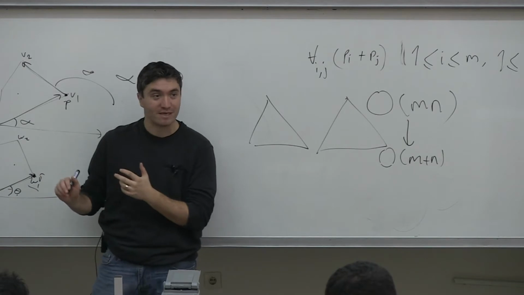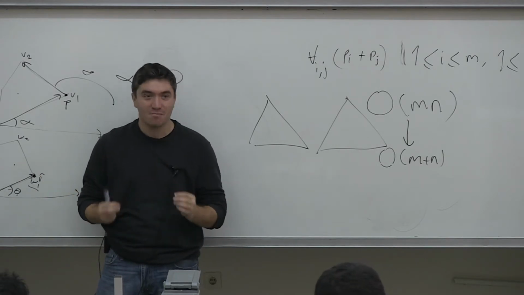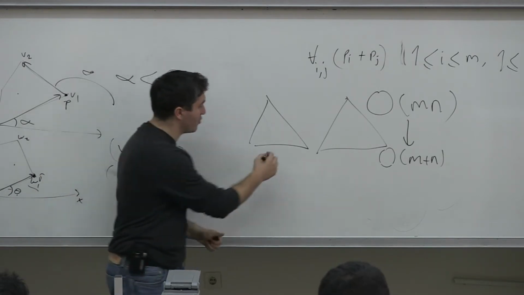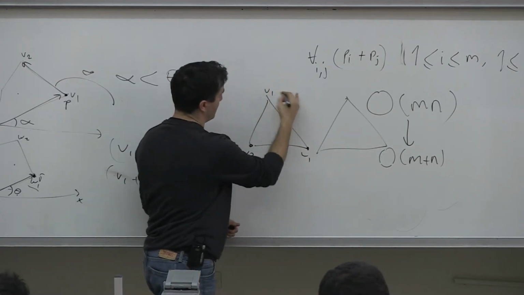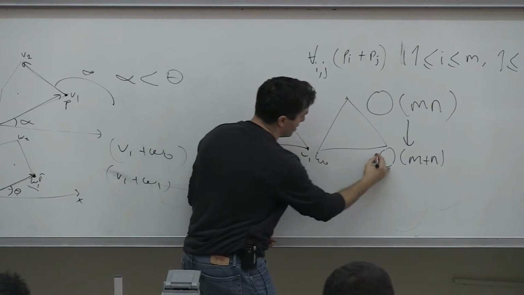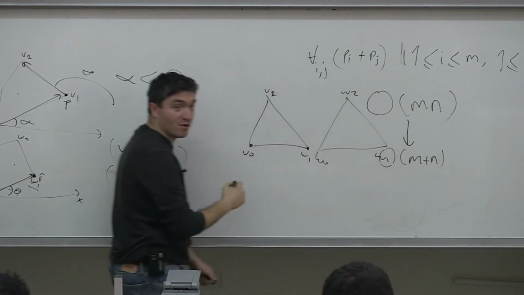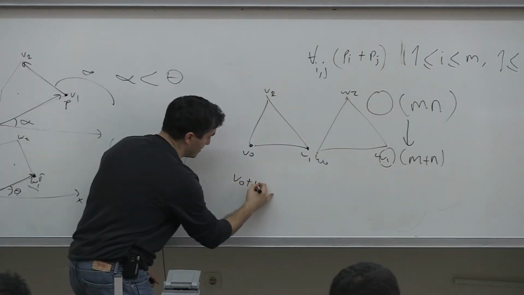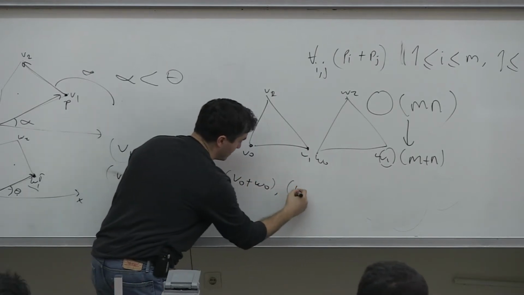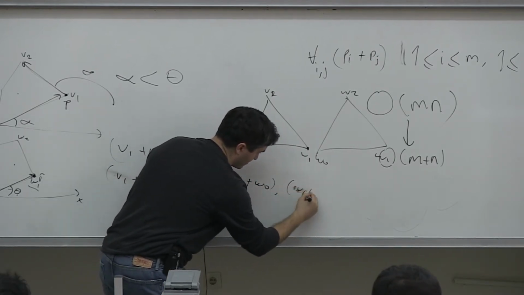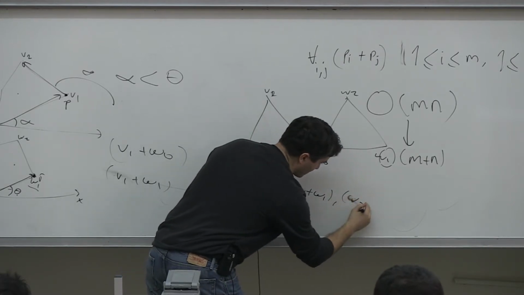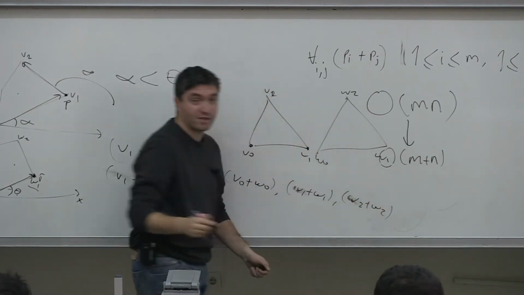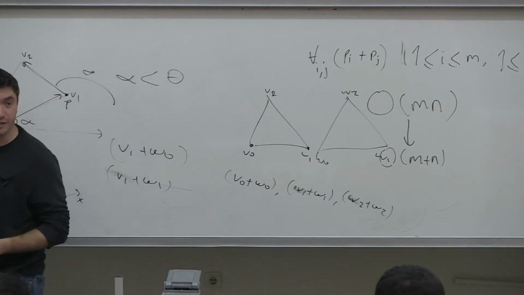Based on this algorithm I described, we are going to increment both vertices at the same time. So if these are V0, V1, V2, and W0, W1, W2, the Minkowski sum is going to have vertices which are these. Okay, so the Minkowski sum is going to have three vertices.